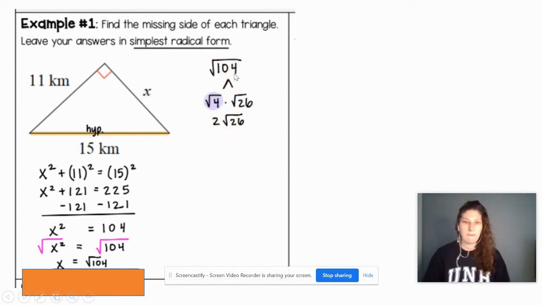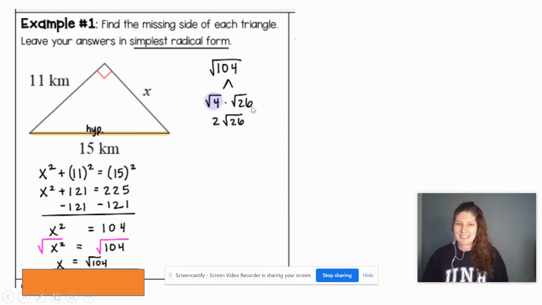Now, there are different methods that you can use to simplify a radical. I like to use my perfect squares. So if you use that method, you are looking for the largest perfect square that is a factor of the number that's in the radical. So for this particular case, that would be 4. So I have 4 times 26. The square root of 4 times the square root of 26. And the square root of 4 is 2.